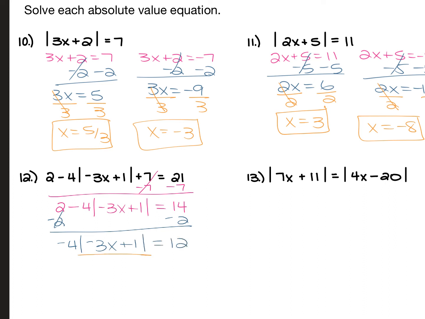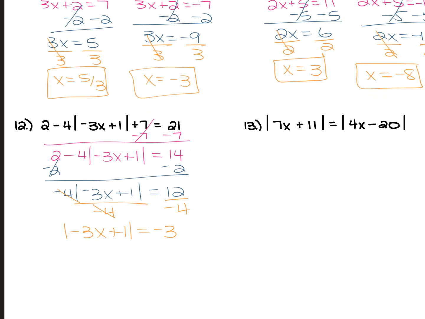With this, lastly, to isolate the absolute value, we're going to move the 4 over, so we'll divide each side by negative 4. That'll leave us with the absolute value of negative 3x plus 1 is equal to negative 3. Your absolute value is isolated. However, this is equal to a negative number, which is not possible. So this one's just automatically no solution from here.